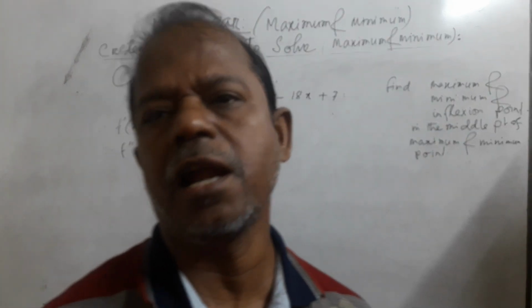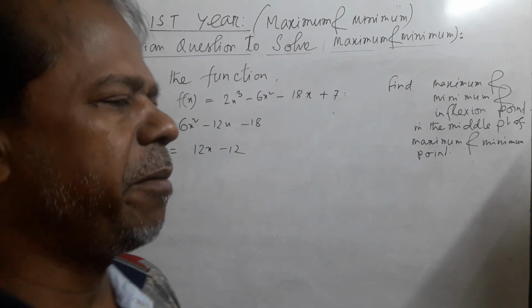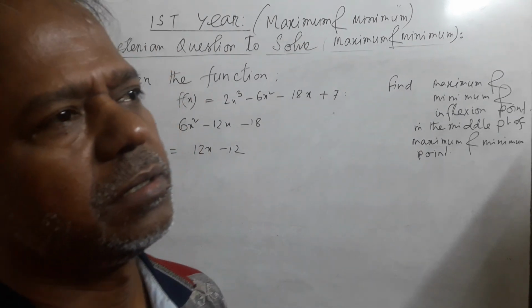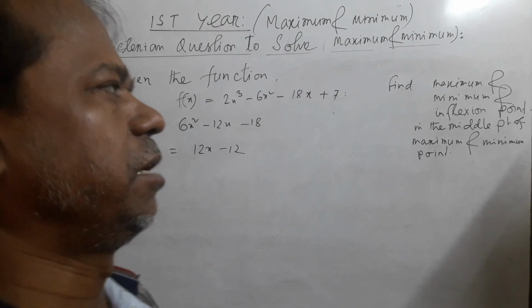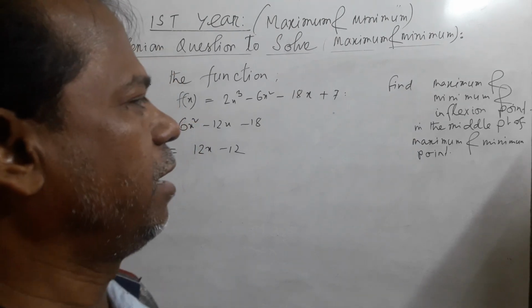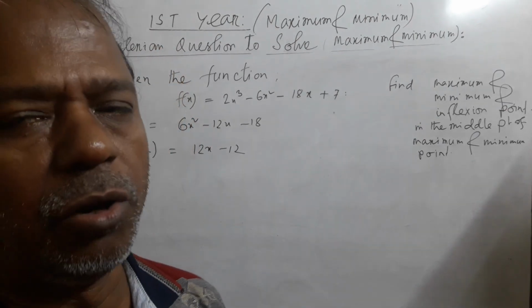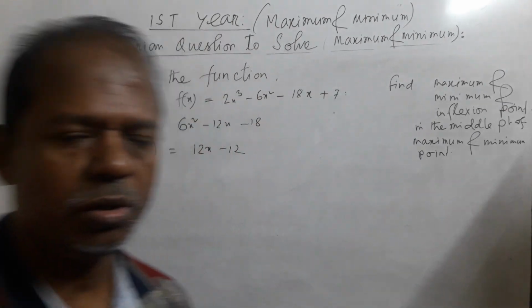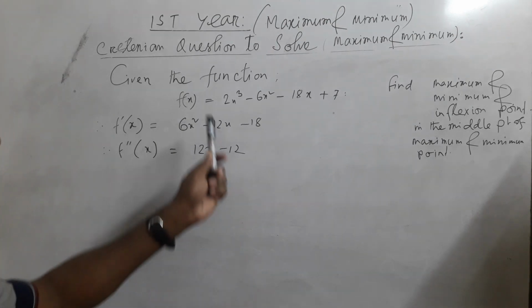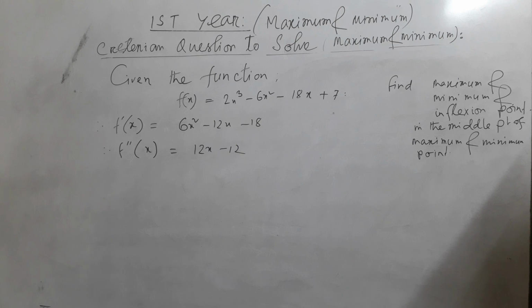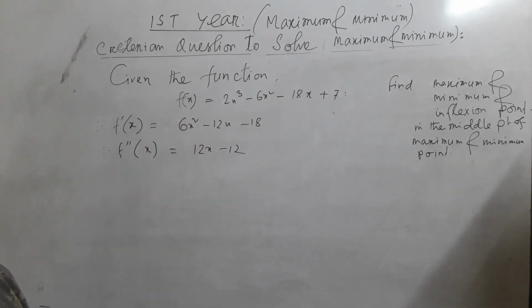Firstly, instantly solve this question: maximum and minimum point and inflection point, whose points are the midpoint of the maximum and minimum values of points. So you have to be clear that for the function f(x), f'(x) equals 0.